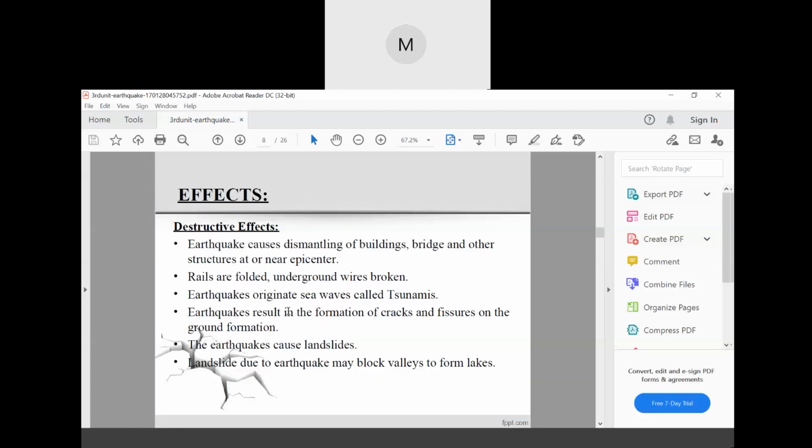Now, the effects of earthquakes. First of all is the destructive effect.